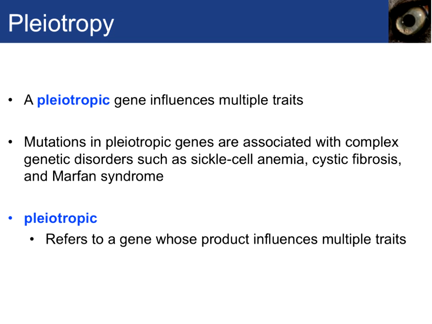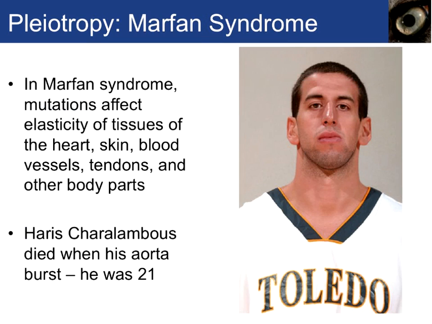So a pleiotropic gene influences multiple traits. Instead of 2 genes affecting one trait, you have 1 gene affecting multiple traits. Mutations in pleiotropic genes are associated with complex genetic disorders. Different diseases such as sickle cell anemia, cystic fibrosis, and Marfan syndrome are all examples of things that are caused by 1 defect in a gene. For instance, Marfan syndrome is a disease caused by a mutation in a pleiotropic gene.